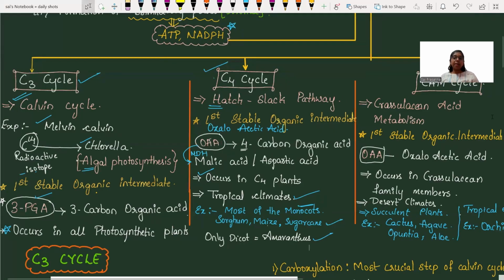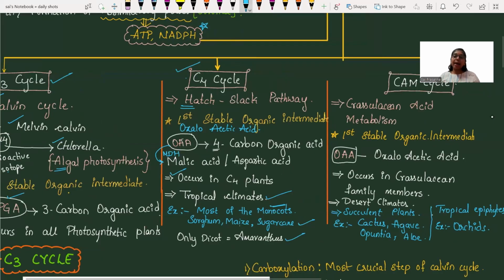Now we will see the CAM cycle. What is this CAM cycle? CAM is called crassulacean acid metabolism, and here also the first stable organic molecule formed is oxaloacetic acid. This takes place in Crassulaceae family members, and these plants are succulent plants, seen in the desert areas. For example, cactus, agave, opuntia, and aloe vera. A few of the tropical epiphytes like orchids also conduct a CAM cycle.